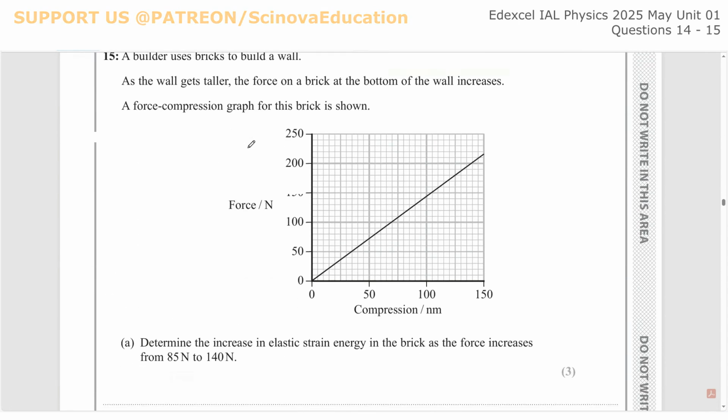Let's move on to question 15. A builder uses bricks to build a wall. As the wall gets taller, the force on a brick at the bottom of the wall increases. Force compression graph for this brick is shown. Determine the increase in elastic strain energy in the brick as the force increases from 85 newtons to 140 newtons.